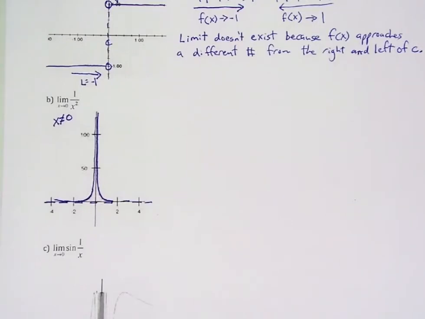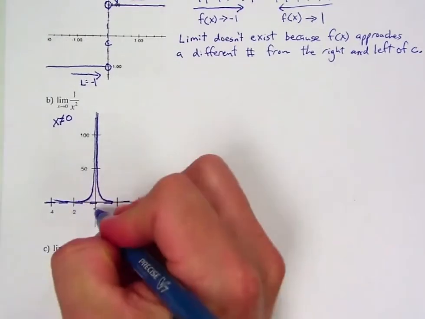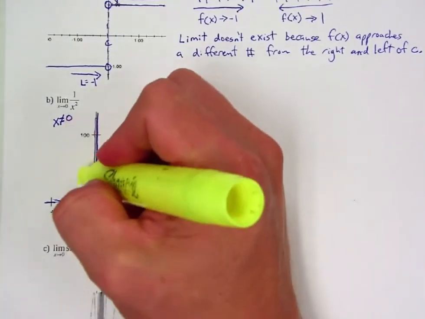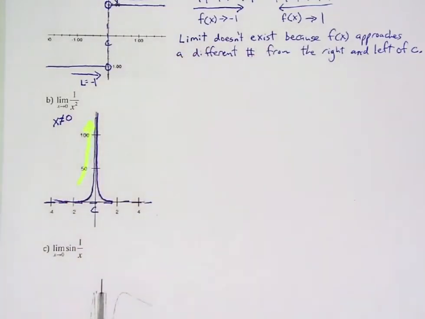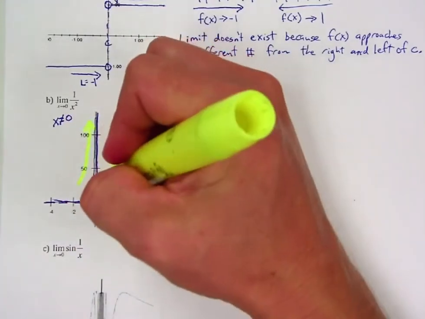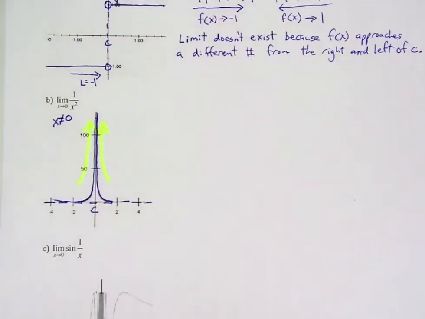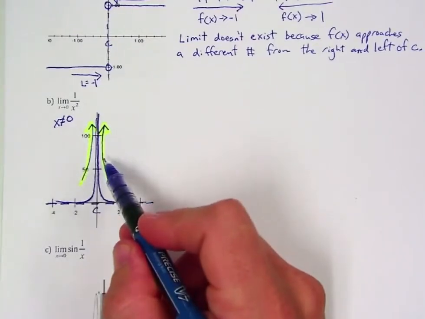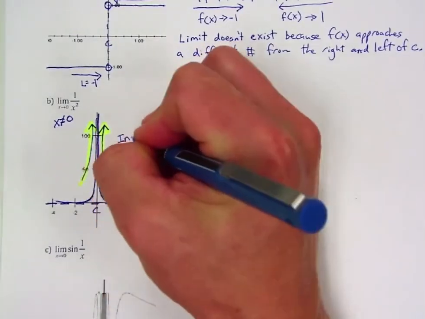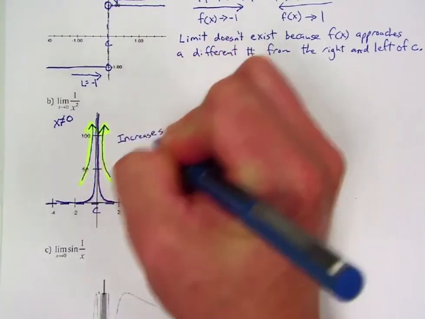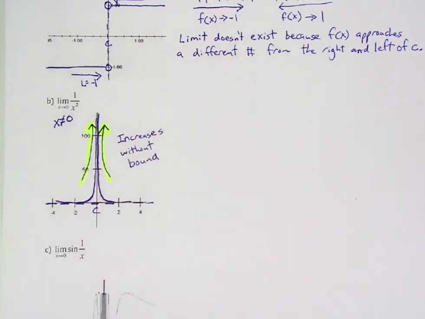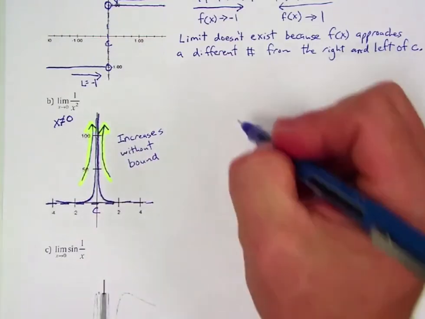So graphically, what's happening as we get closer to our c value of 0? Well, from the left side, it looks like this graph is just going to keep shooting up to infinity. And from the right side, the same thing. Okay, so even though they're going in the same direction here, this is increasing without bound. So graphically, it looks like our limit doesn't exist. Let's go ahead and show this numerically as well.